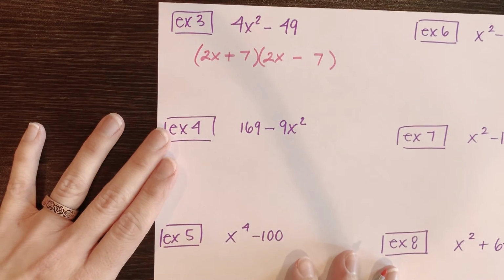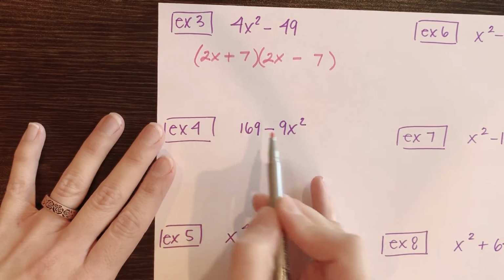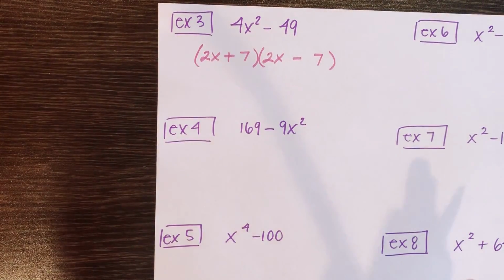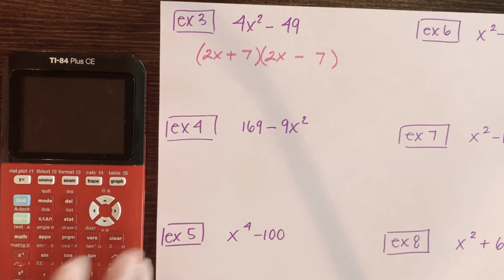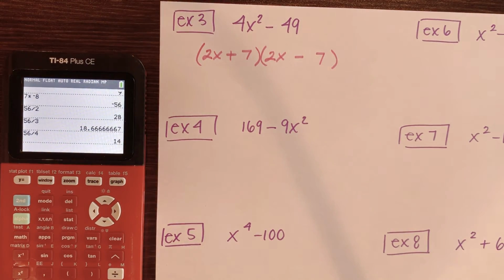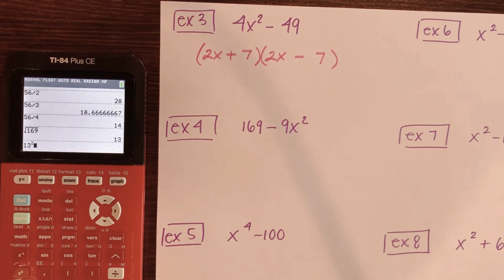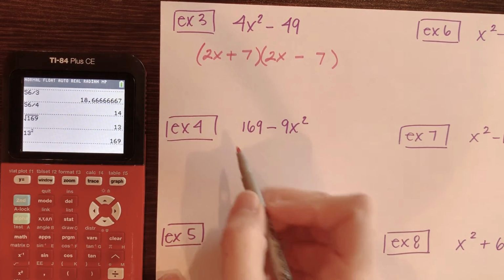Let's try example 4. 169, I didn't get to that number on our list because it's kind of high up. So I see that number and I'm like, oh my gosh, I just don't know. Is that a perfect square? How do I check? And this is all the way back to chapter 1. If I do the square root, second, and then my x squared button with a 169 in there, I see that 13 squared is 169. So this is a perfect square.